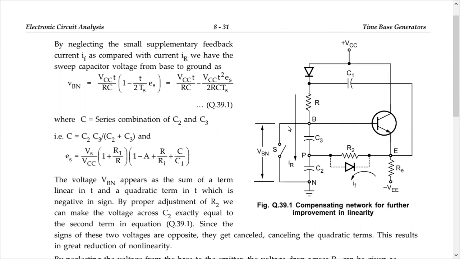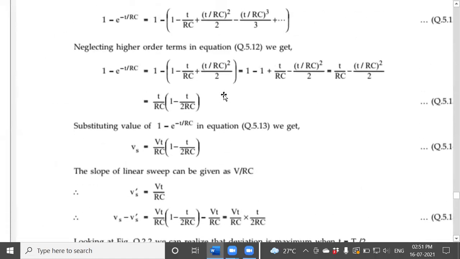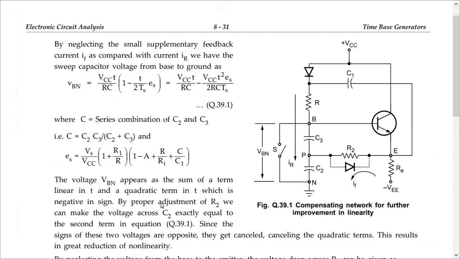First of all, let us see the expression for the voltage across the capacitor. Here we are calling it VBN, the voltage across the capacitor. Again, to get this expression, let us go back to what we discussed in the previous class. Let us see what the expression for the voltage across the capacitor is. This was the expression: VT by RC, the same VT by RC. Here the total voltage we have is VCC, so we are taking VCC into T by RC.